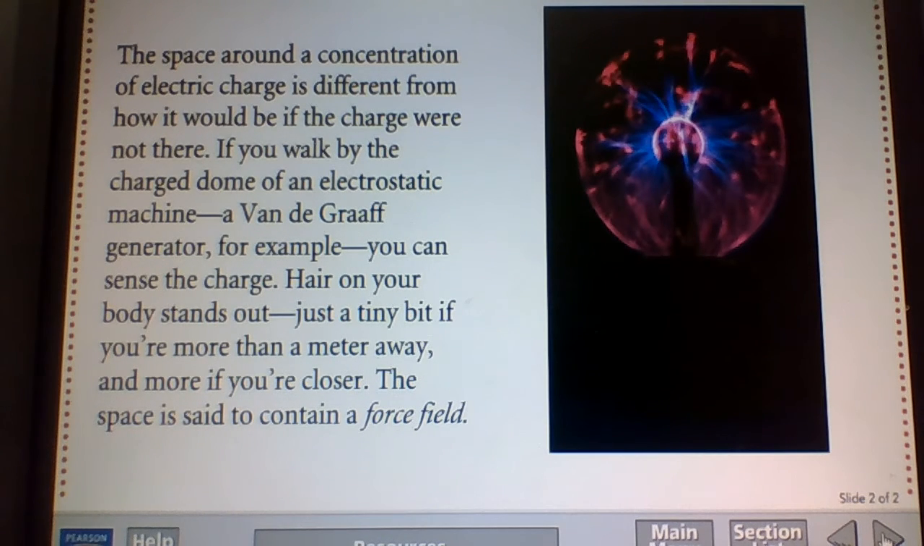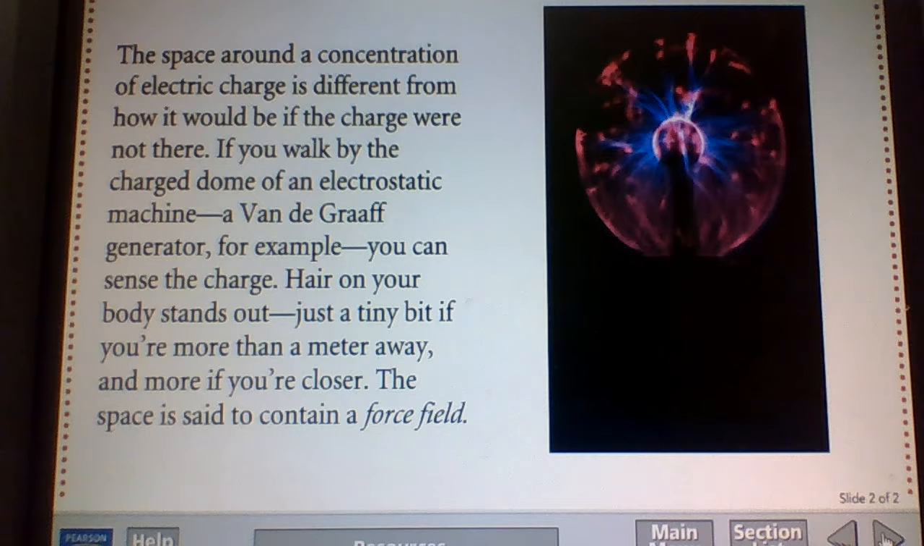So, the space around any concentration of electric charge is different from what you would find around it if it wasn't there. If you've ever walked near something with a big electric charge on it, you may have noticed that, wow, my hair is starting to stand on end. Sometimes you can just do that by brushing your hair with a comb, or a balloon can have a high concentration of charge on it after you rub it on your head or something.